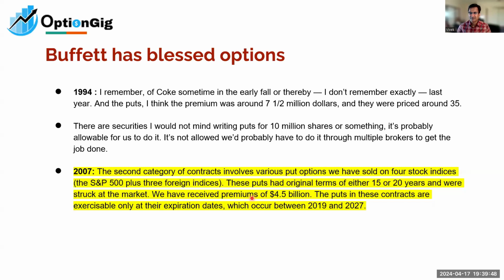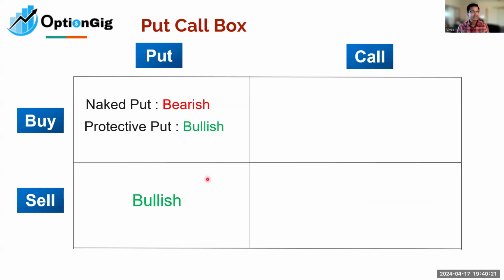Now the 20-year contract is coming to expiration in 2027. So he made his money. He got his $4.5 billion, because he was bullish. So $4.5 billion is for him to keep, which he got on day one and would have multiplied in the last 15, 16 years. Okay. So going back to our put call box, selling a put is bullish.